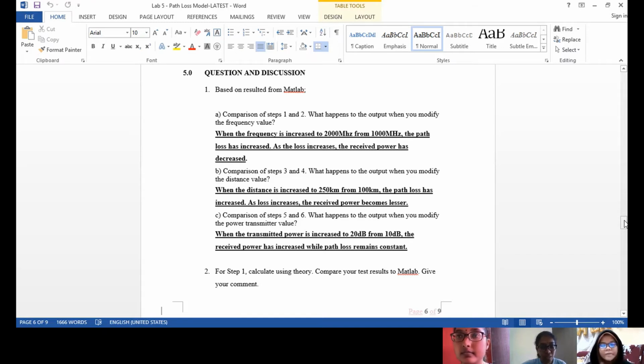So what happens to the output when you modify the distance? When the distance is increased from 100 km to 200 km, the path loss has increased. As loss increases, the received power becomes lesser. And for step 5 and 6, what happens to the output when we modify the power transmitter value? When the transmitted power is increased to 20 dB from 10 dB, the received power has increased while path loss remains constant.